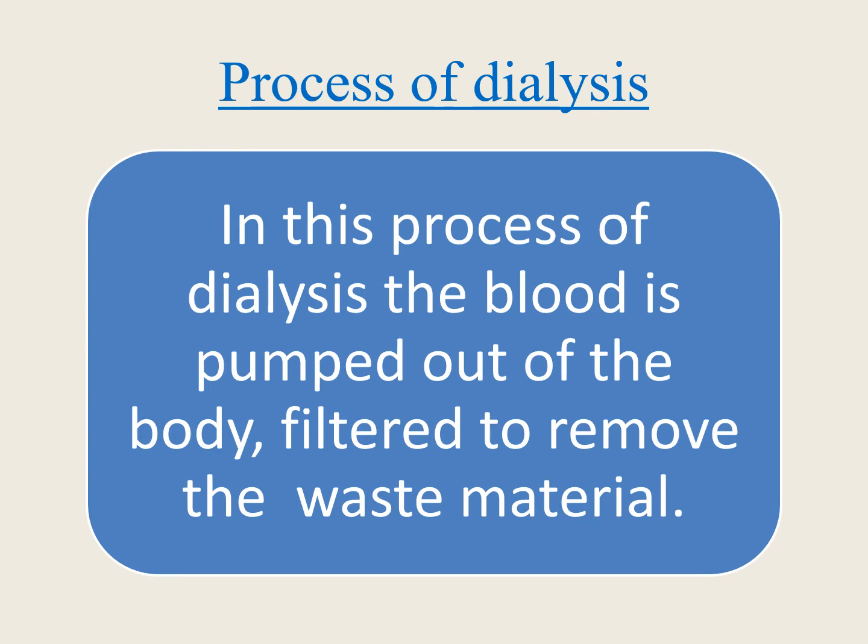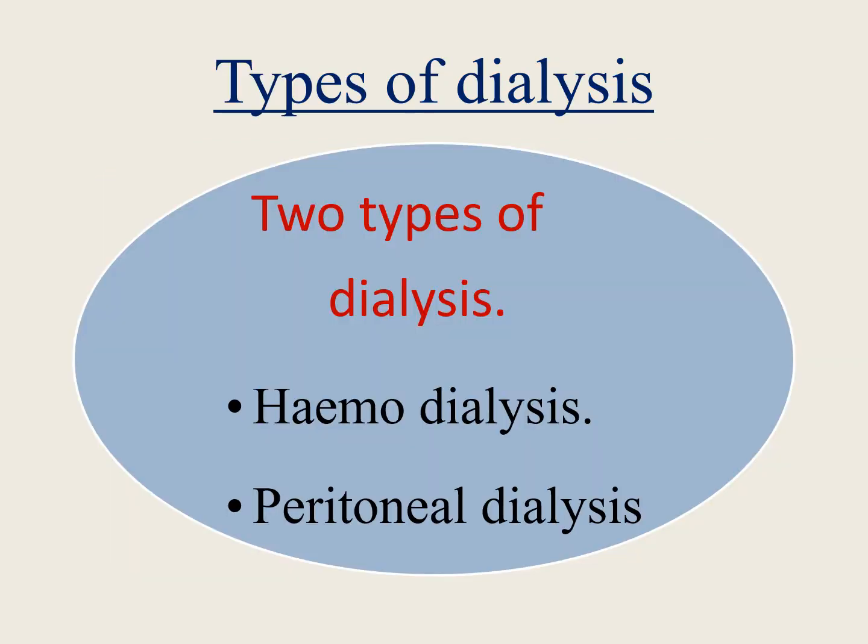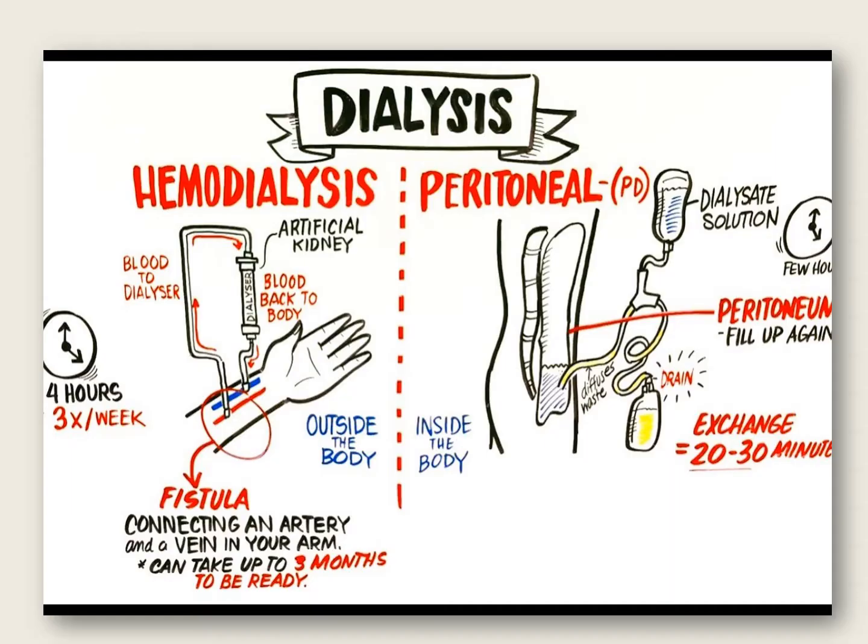Process of dialysis. In this process of dialysis, the blood is pumped out of the body and filtered to remove the waste material. Types of dialysis. There are two types of dialysis: number one, hemodialysis, and number two, peritoneal dialysis.